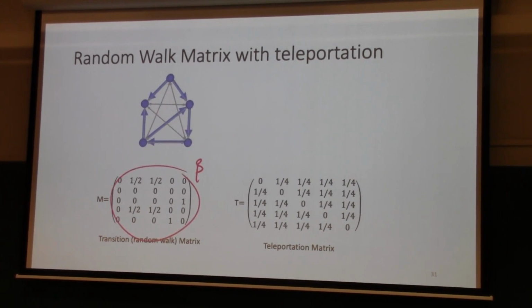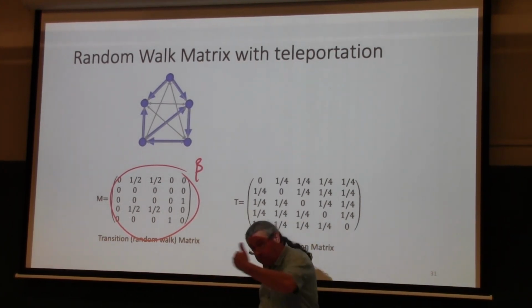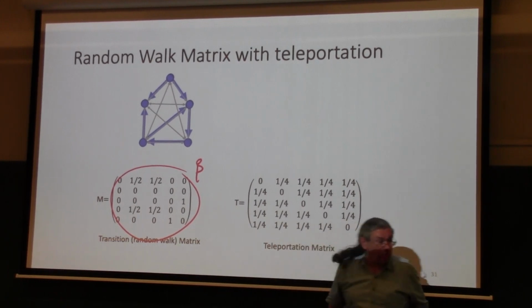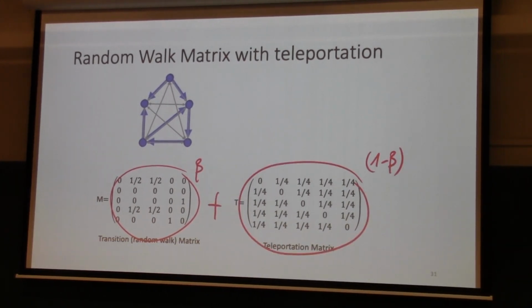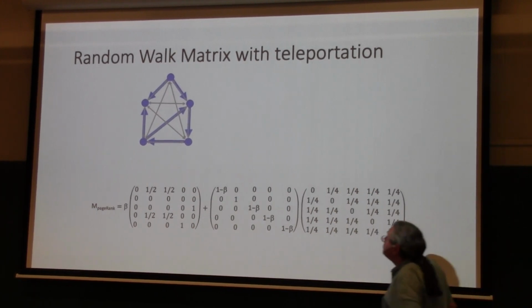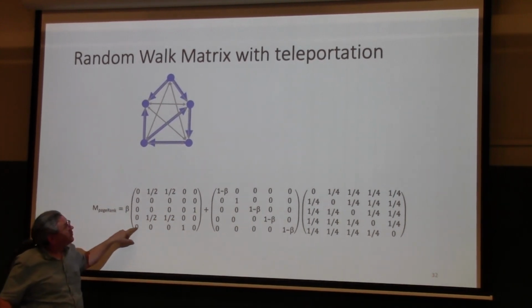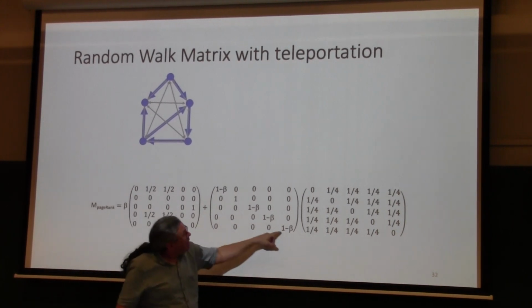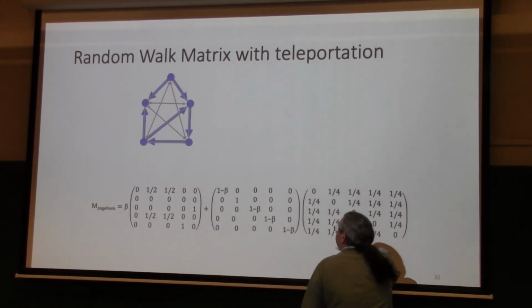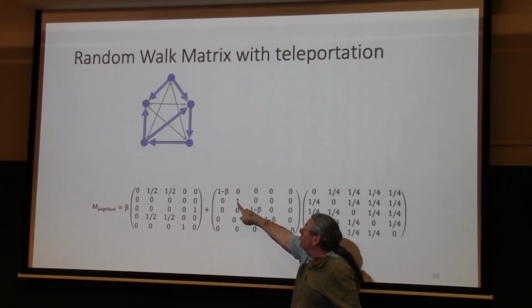Combine them, so you make the sum of them. So this one is the matrix that you will do with probability beta. So this is the step. And the teleportation you will do with 1 minus beta. Okay, and then you combine them. Notice this one is beta times this one, plus 1 minus beta times this, except here you have 1, and not 1 minus beta.